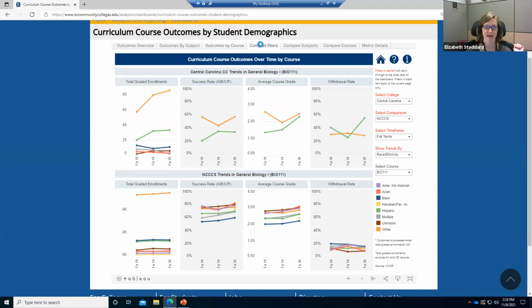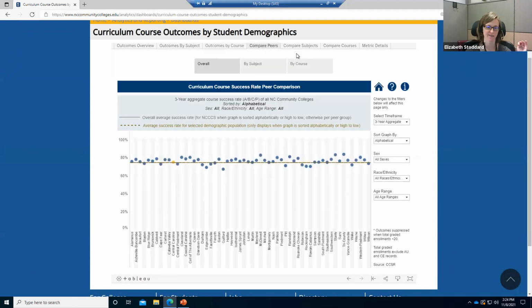The next tab is going to be a little different. This is a college comparison tab, compare peers. And again, just to orient you, we have this view at the overall college level, at the subject level, and at the course level. And I'll show you what that looks like in a minute.